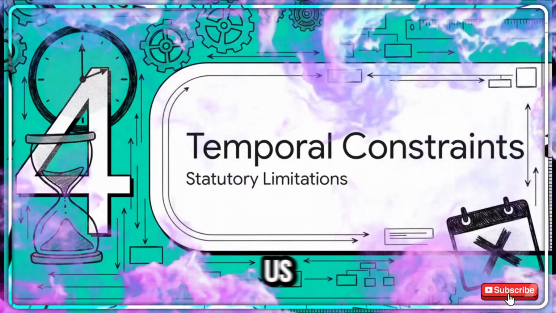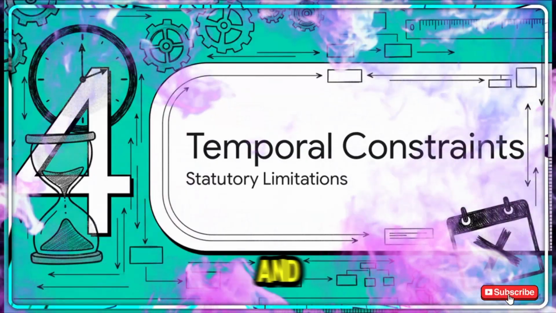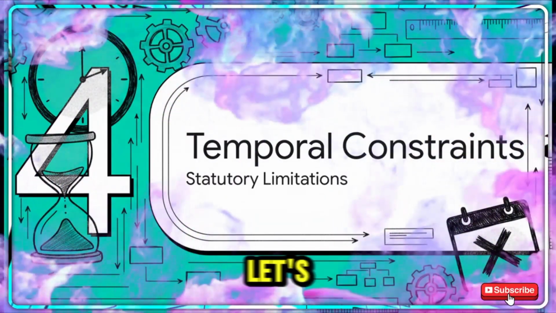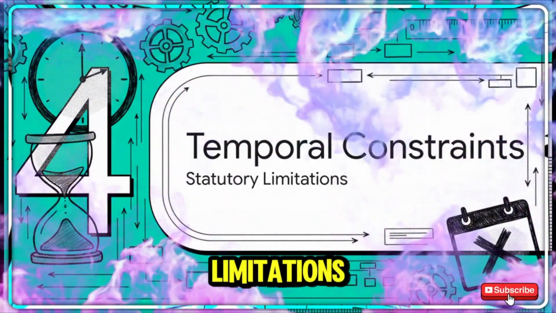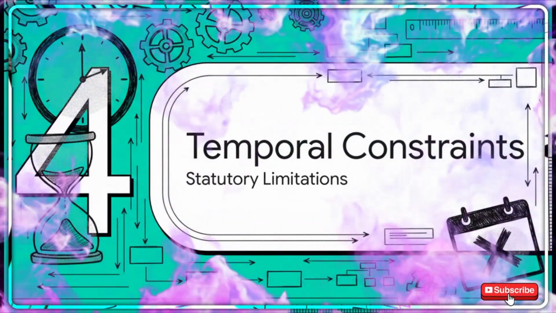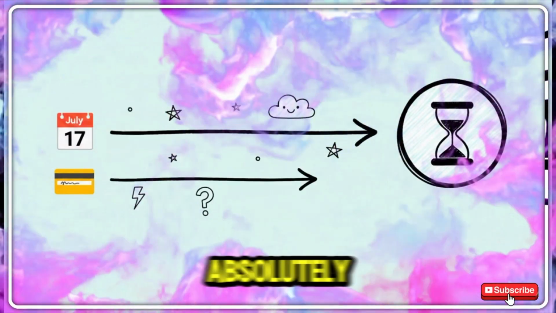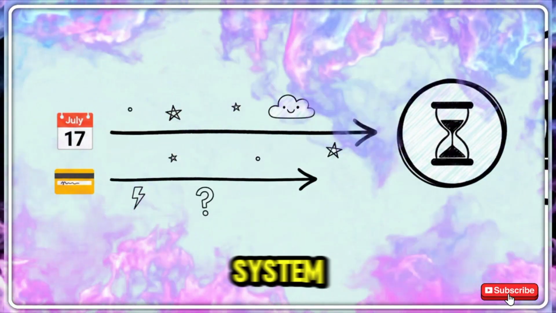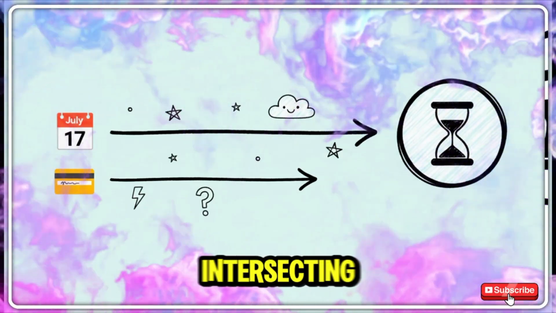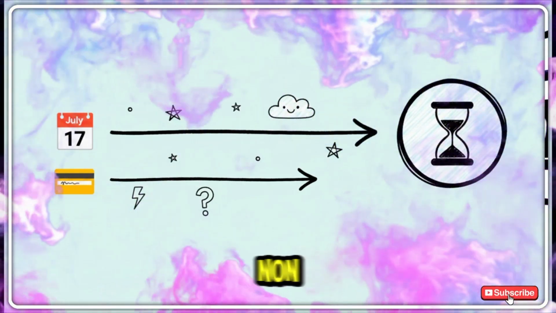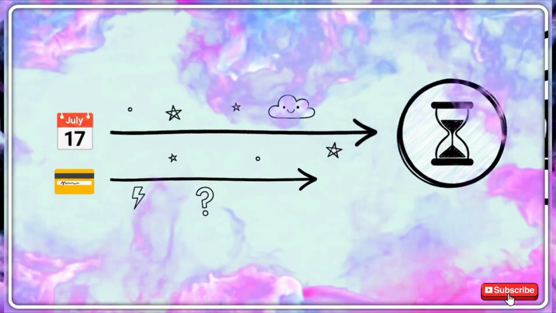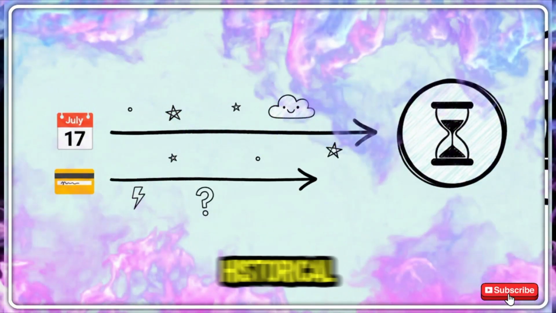Which brings us to Section 4, Temporal and Procedural Constraints. Let's dig into statutory limitations and processing protocols. Now, even if your calculations are absolutely perfect, the system operates on these rigid intersecting timelines and some pretty non-obvious constraints. You don't just have infinite time to correct historical data.